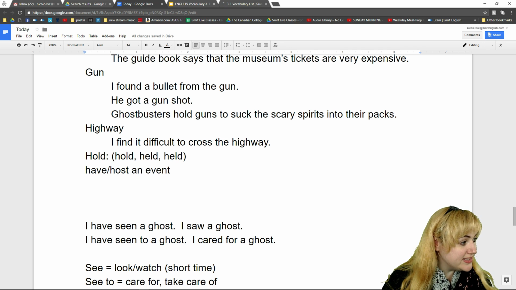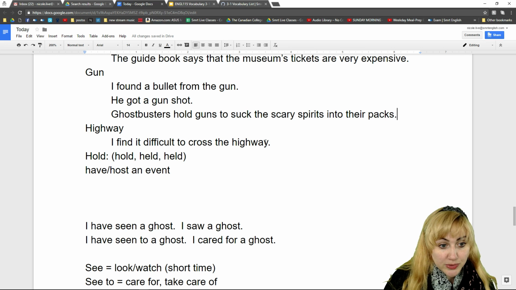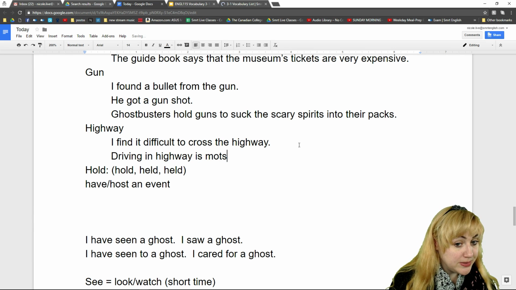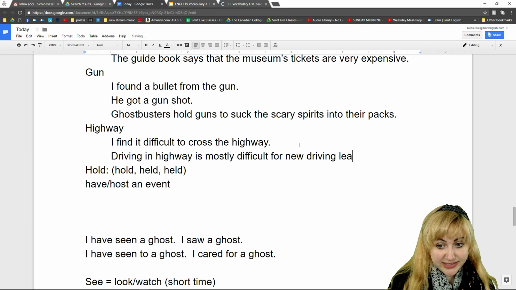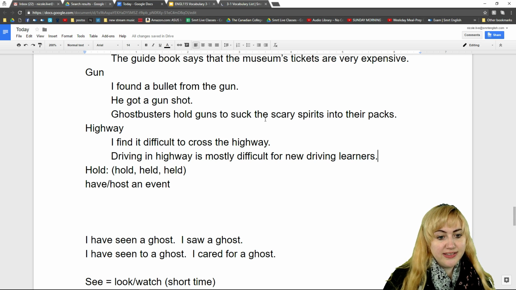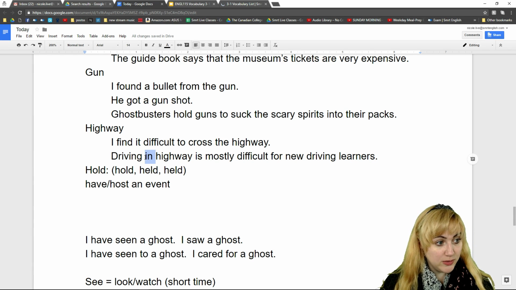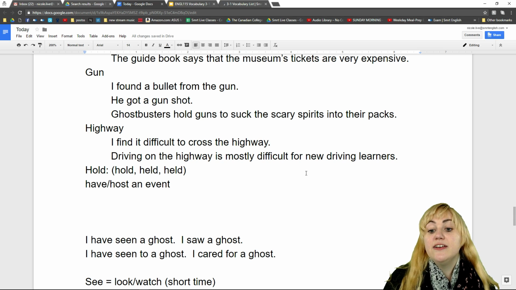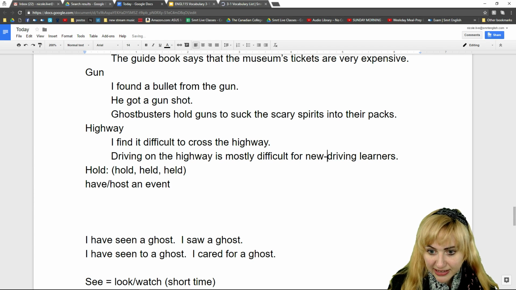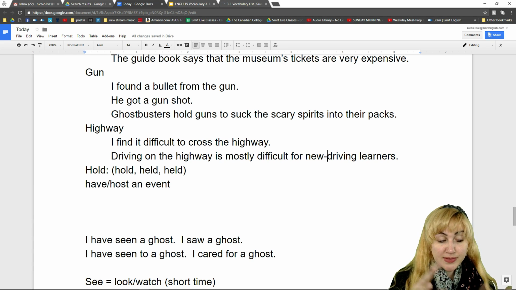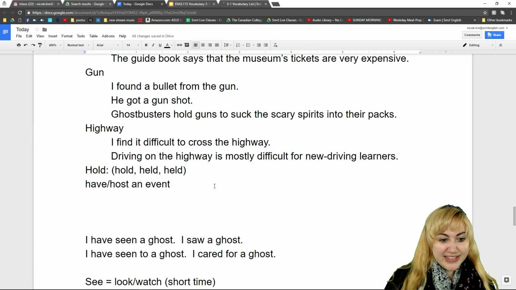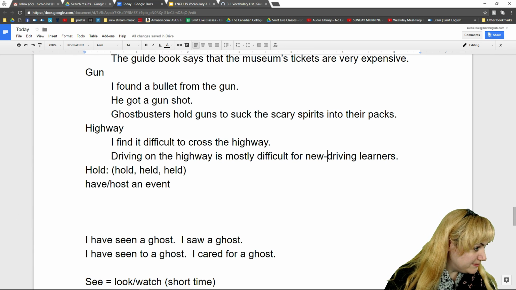So we have a few for highway. Driving in highway is mostly difficult for new driving learners. Let me write that down. Let me change a couple small things. We don't usually say in highway, we say on. So, driving on the highway is mostly difficult for new-driving learners. I'm putting a hyphen here because new driving is like an adjective, so we put it together like a super adjective. Good, good, good.